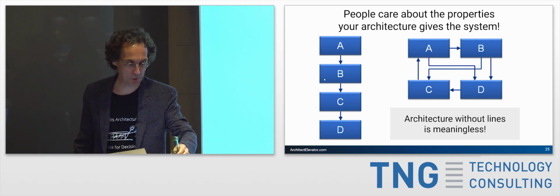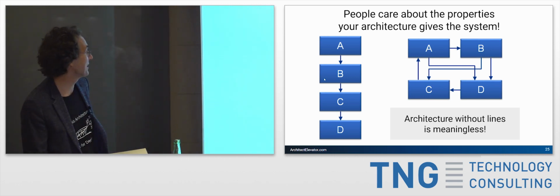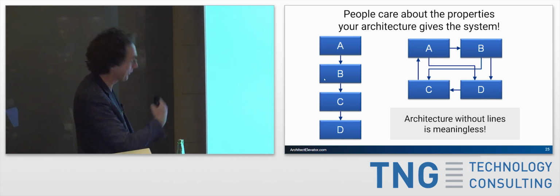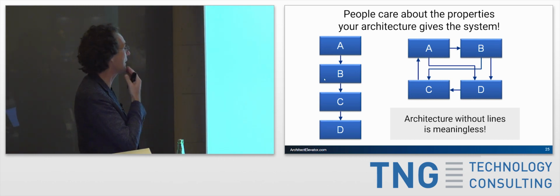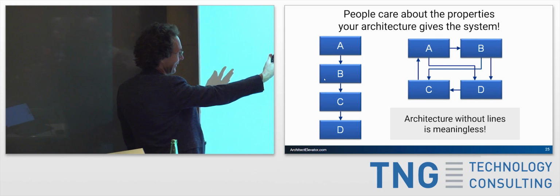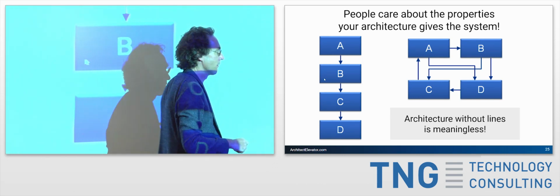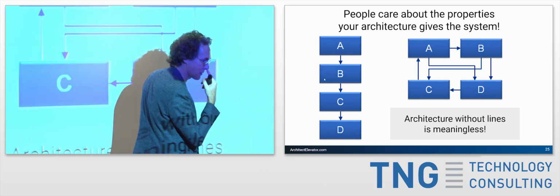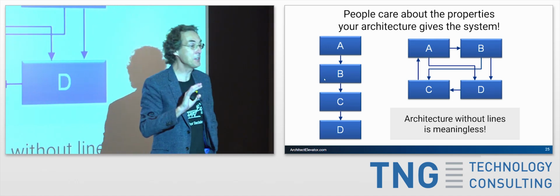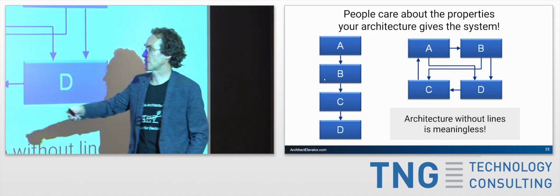Here we have two systems. They consist of the components A, B, C, and D. Easily illustrated here in this architecture, beautiful architecture diagram. And we can easily guess that the system on the left-hand side and the system on the right-hand side have very different capabilities. Right? This is classic layering.